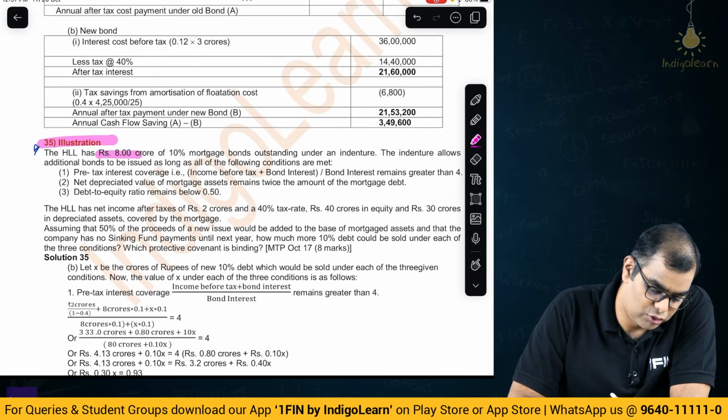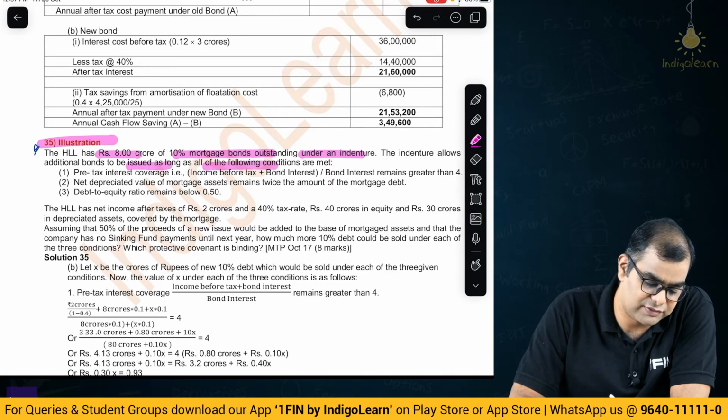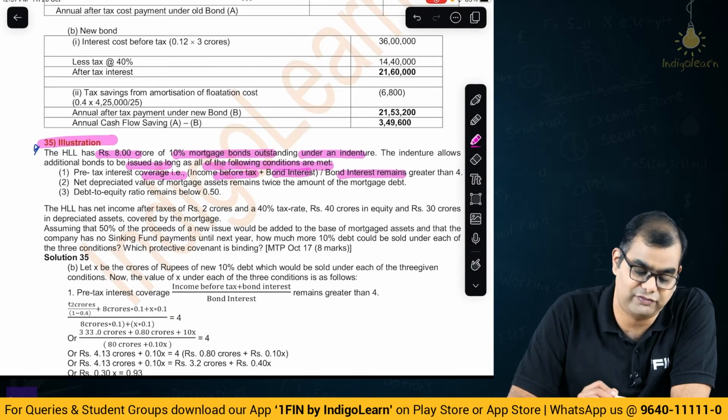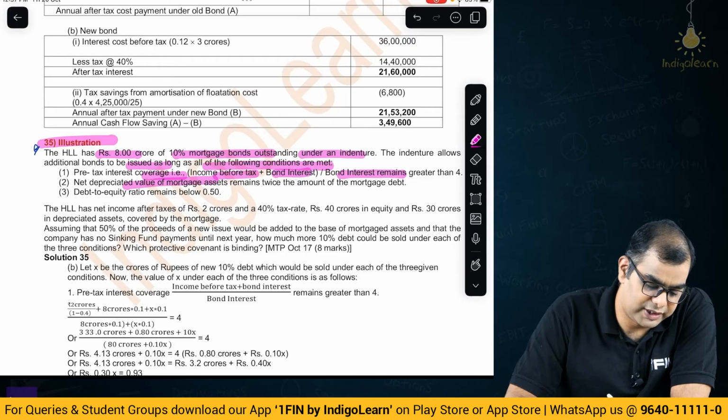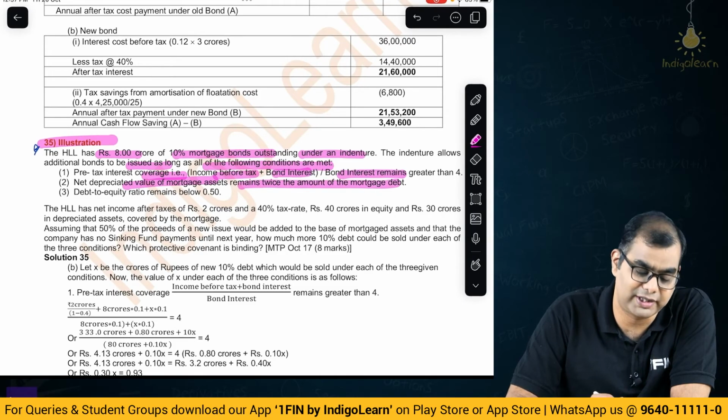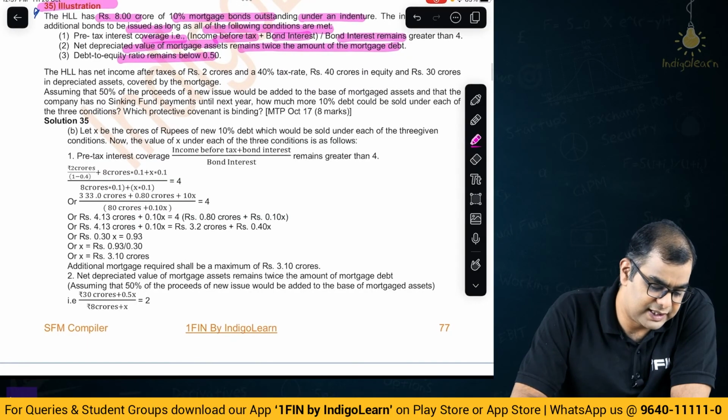HLL has 8 crores of 10% mortgage bonds outstanding under an indenture. The indenture allows additional bonds to be issued as long as the following conditions are met. Pre-tax interest coverage ratio, that is PBT plus bond interest divided by bond interest, remains greater than 4. Net depreciated value of mortgage assets remains twice the amount of mortgage debt. Debt to equity ratio remains below 0.5. HLL has net income after taxes of 2 crores and a 40% tax rate.